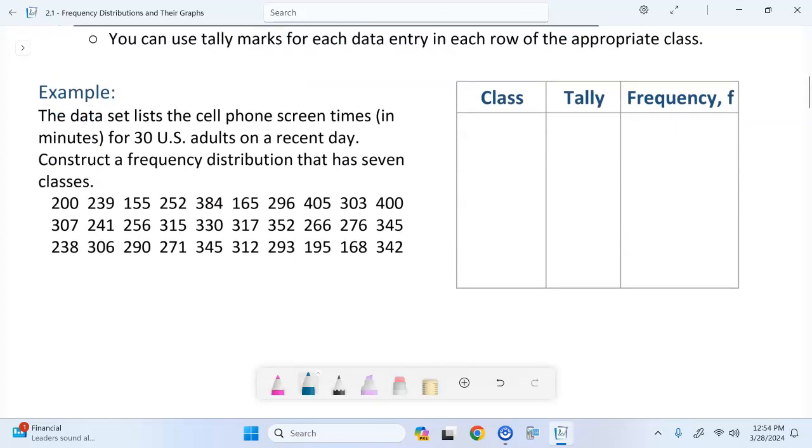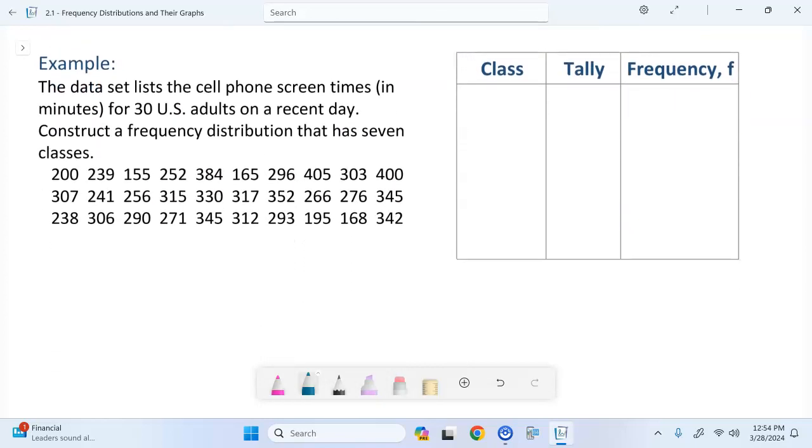So we have a data set of cell phone screen times measured in minutes of 30 U.S. adults on a given day. So how many minutes they spent using their phone in a particular day. We want to make a frequency distribution that has 7 classes. So our first step is identifying the number of classes, that was given to us as 7.